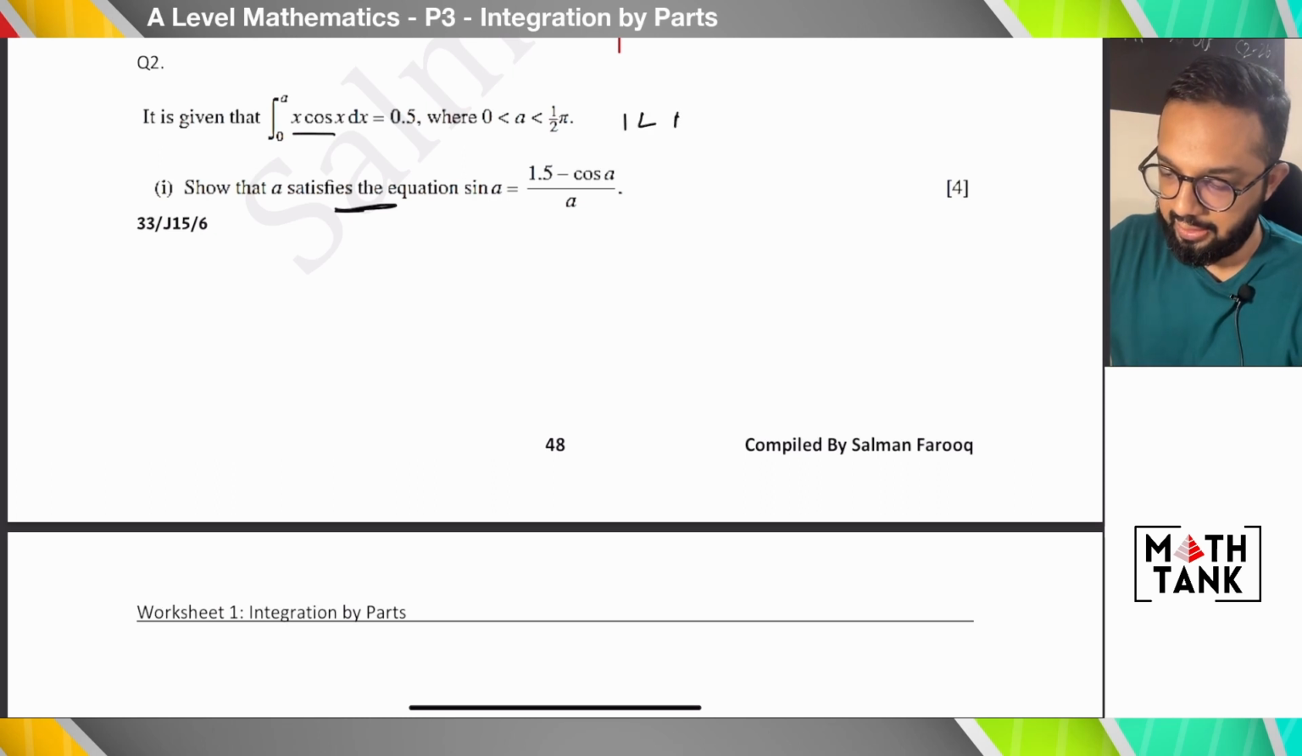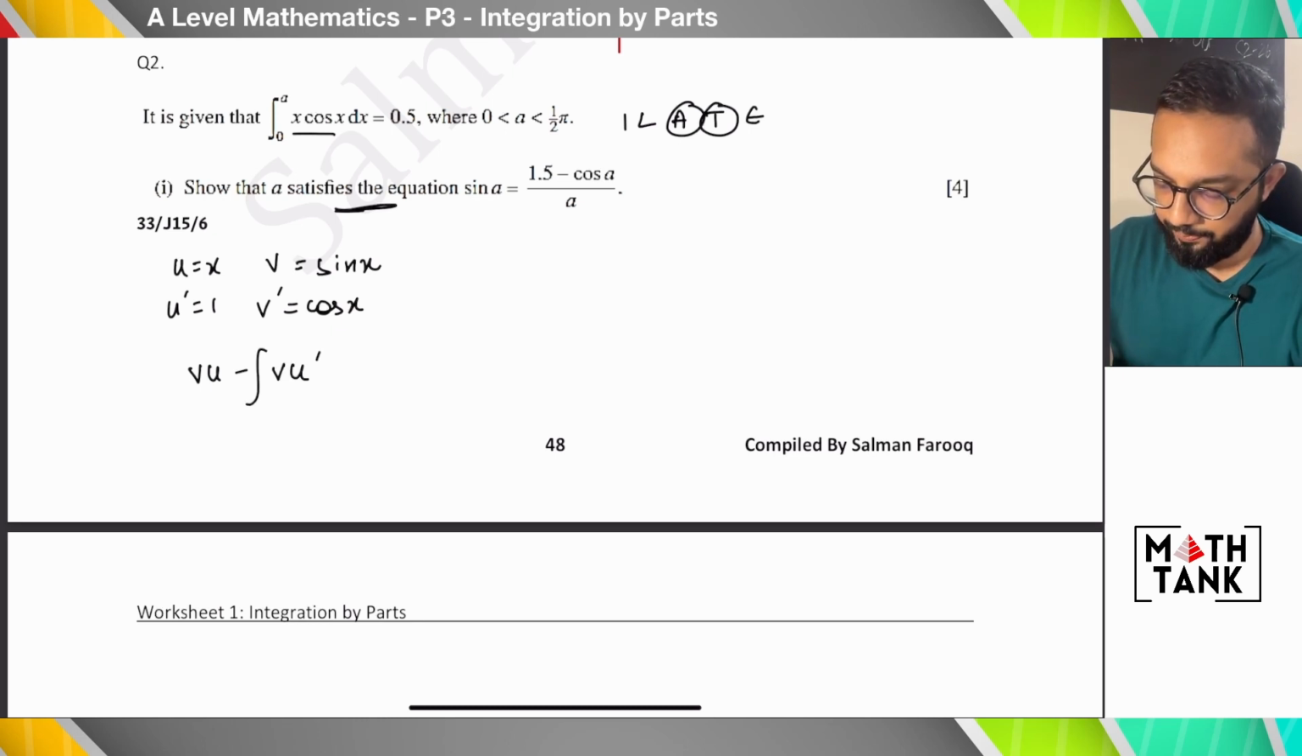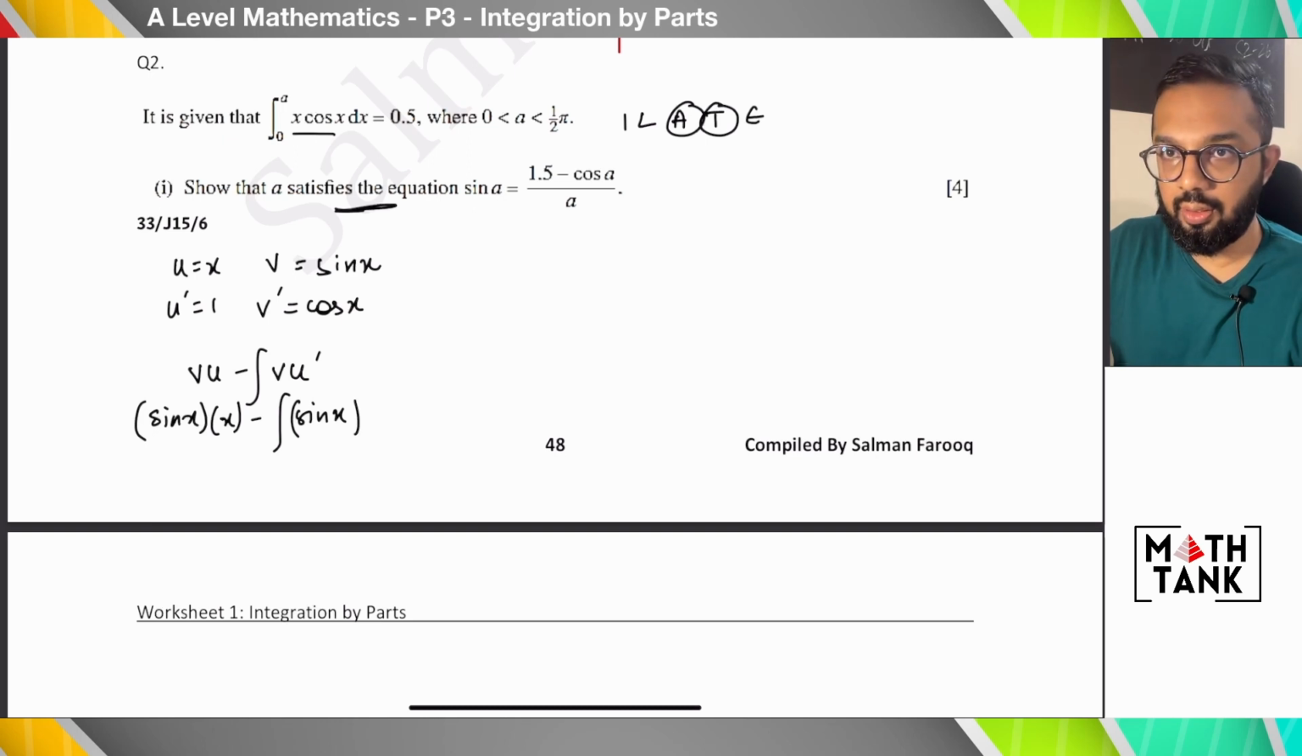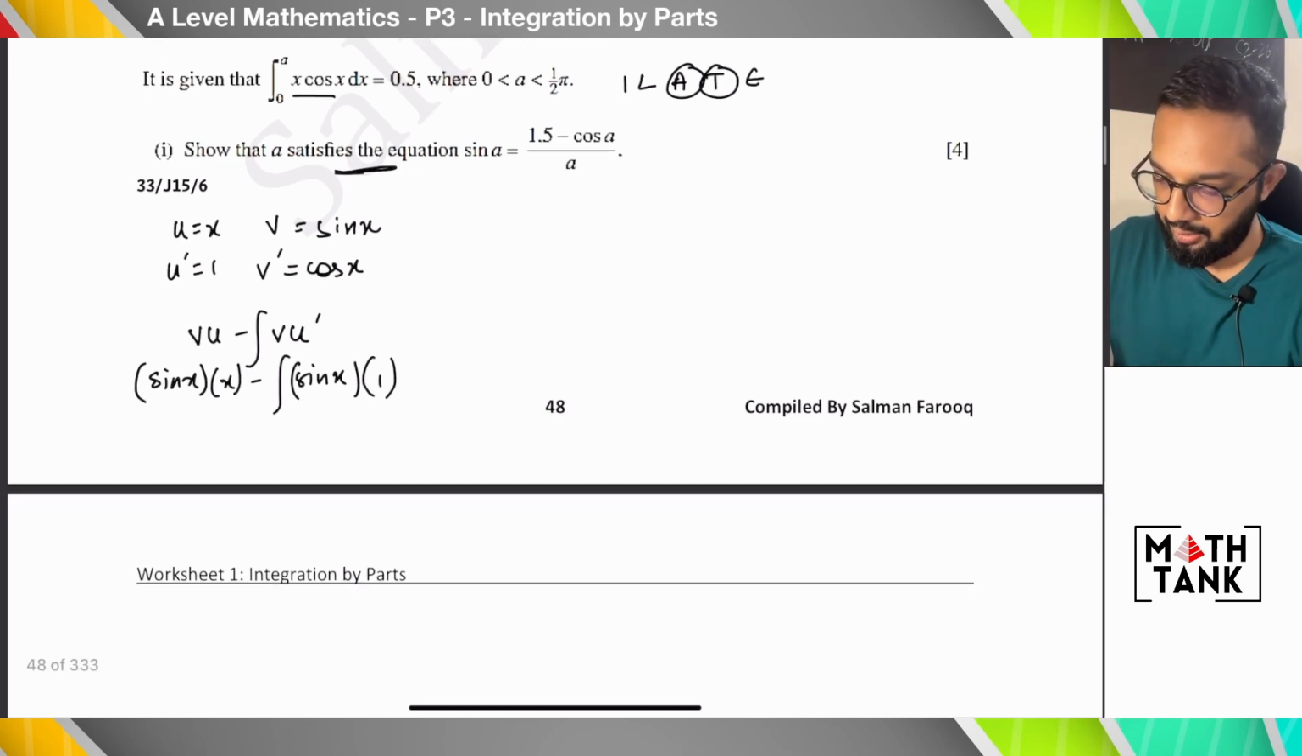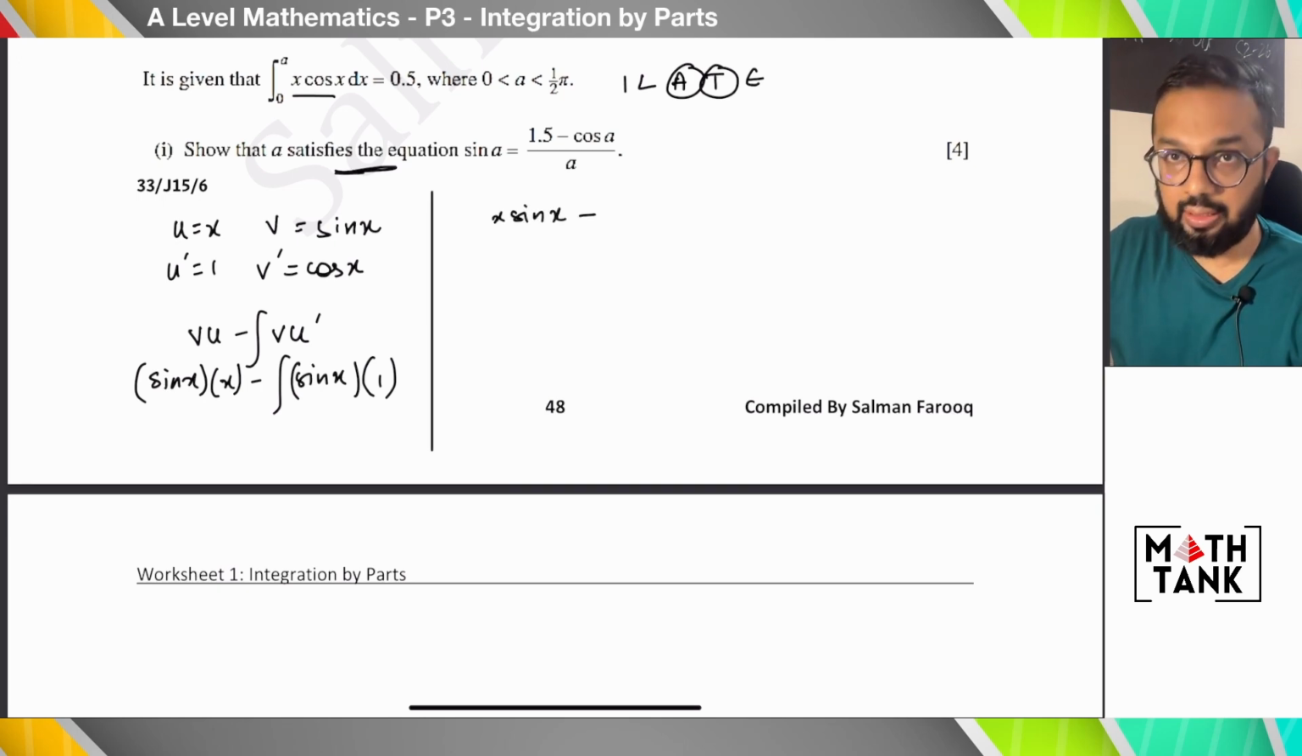So again, I write my ILATE and I circle the two categories that I have. I have u as x and v dash as cos x. The integration is sin x and the differentiation is 1. So I write vu minus integration of vu dash: sin x into x minus integration of sin x into u dash, which is 1. So I get x sin x, and the integration of sin x is minus cos x. That is what I get.